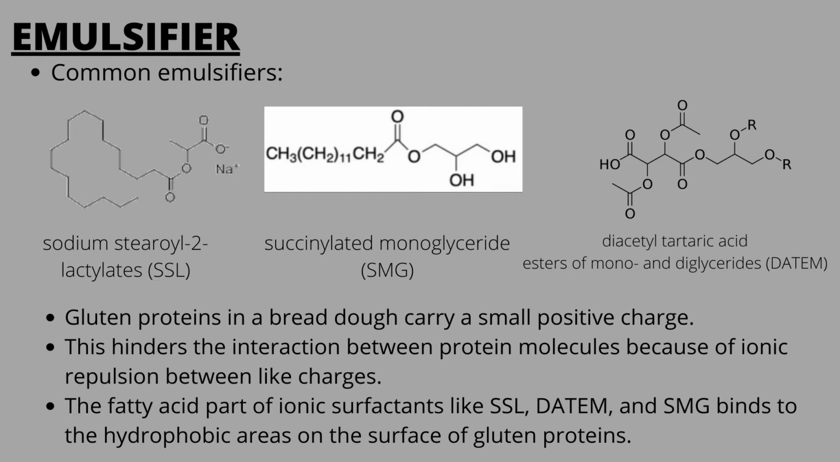Common emulsifiers used are sodium stearoyl 2-lactylates, succinylated monoglyceride, and diacetyl tartaric acid esters of mono and diglycerides, also known as DATEM. Gluten proteins in a bread dough carry a small positive charge. This hinders the interaction between protein molecules because of ionic repulsion between like charges.